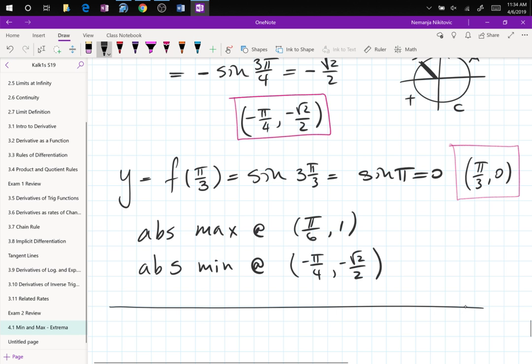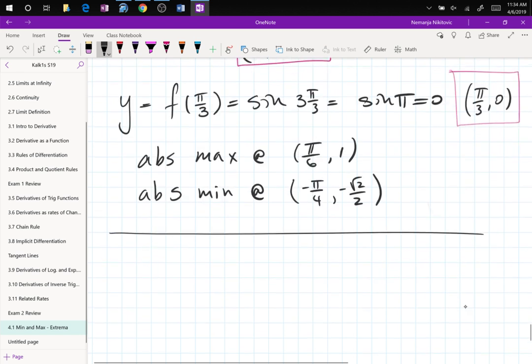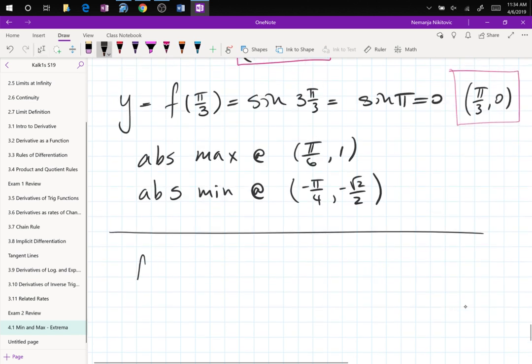Do they have anything else nice? Nice. F of x equals x ln x over 5 on 0.1 to 5. What? 0.1? Okay, fine. Zero point 1 you can write as 1 over 10.